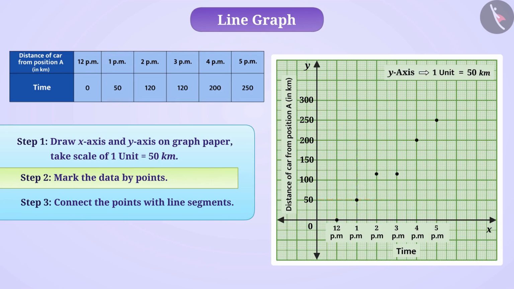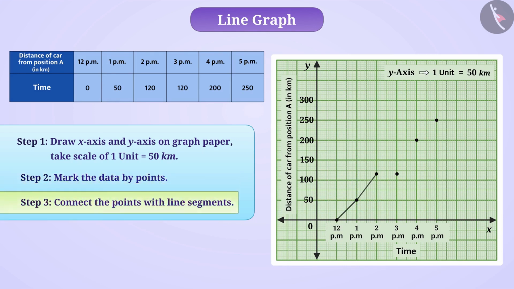Now, we will connect these points with line segments. From this, we will get a graph of the distance of the car from place A at different times. With the help of this line graph, we can now tell the position of the car at a given time.